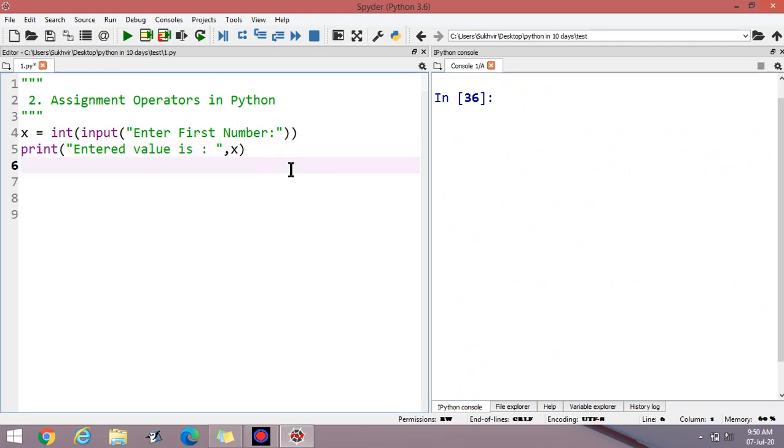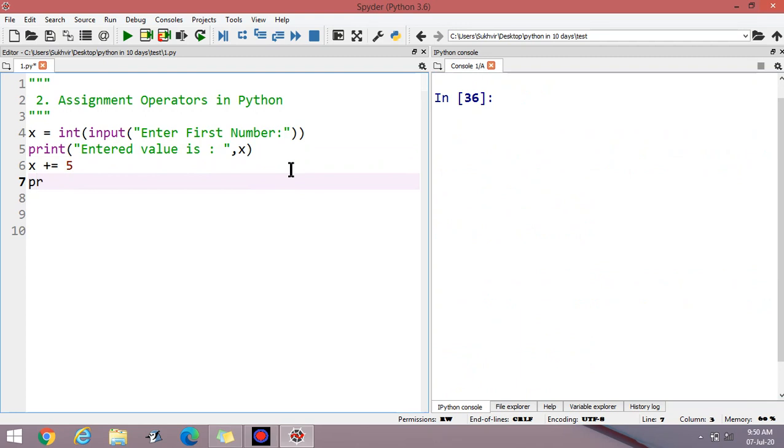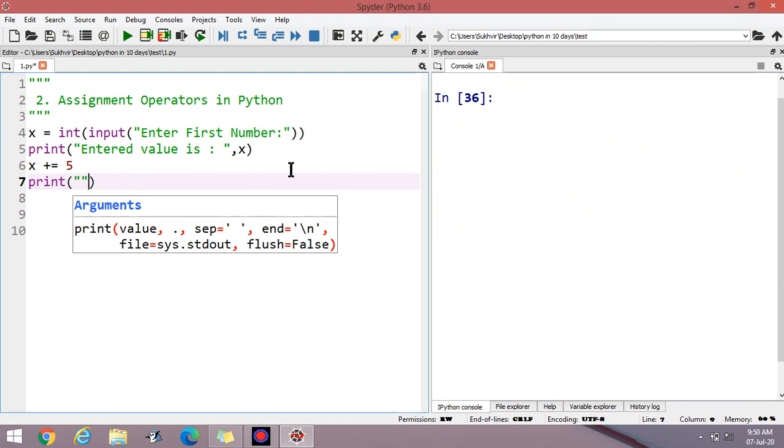If I write x plus equal to 5, print. Basically these are shorthand operators. x plus equal to 5, or you can write x is equal to x plus 5. x plus equal to 5.